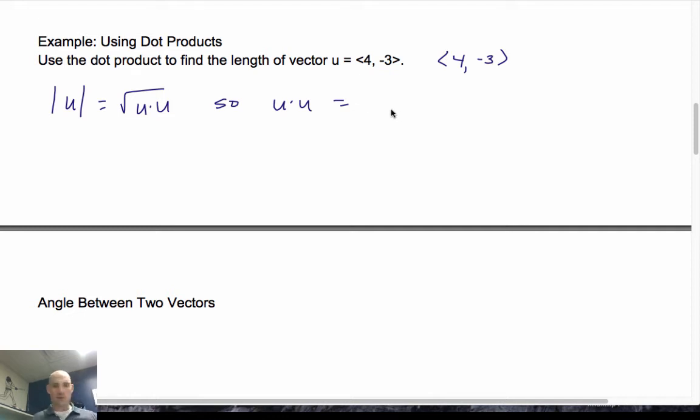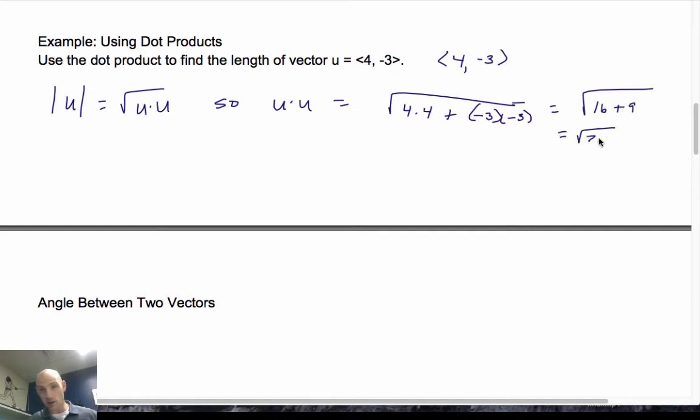And so we're going to get the square root of 4 times 4, plus negative 3 times negative 3, which is equal to the square root of 16 plus 9, which is the square root of 25, which is equal to 5.